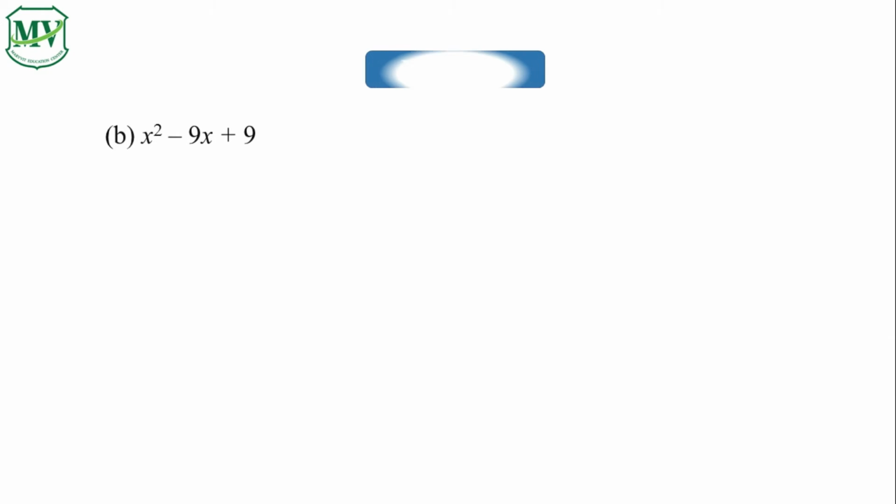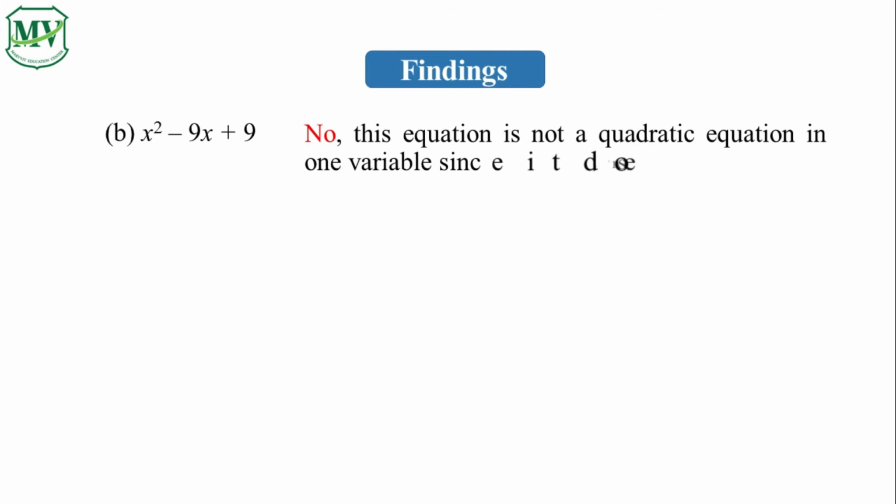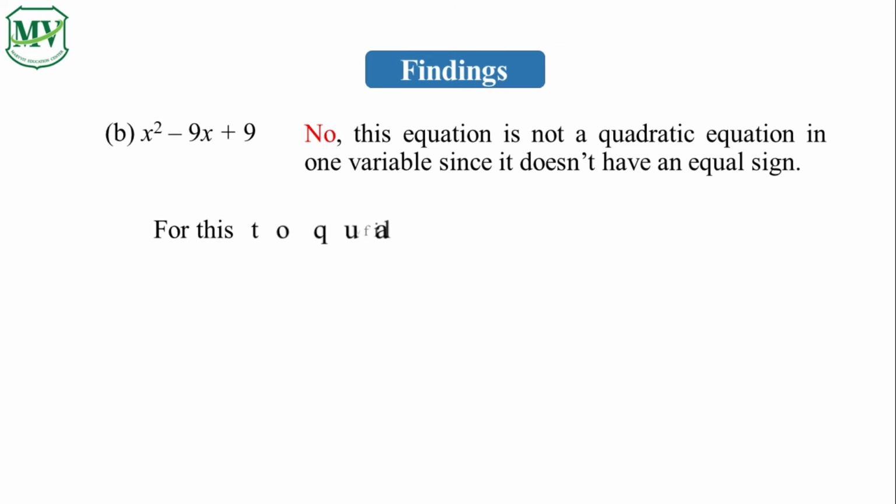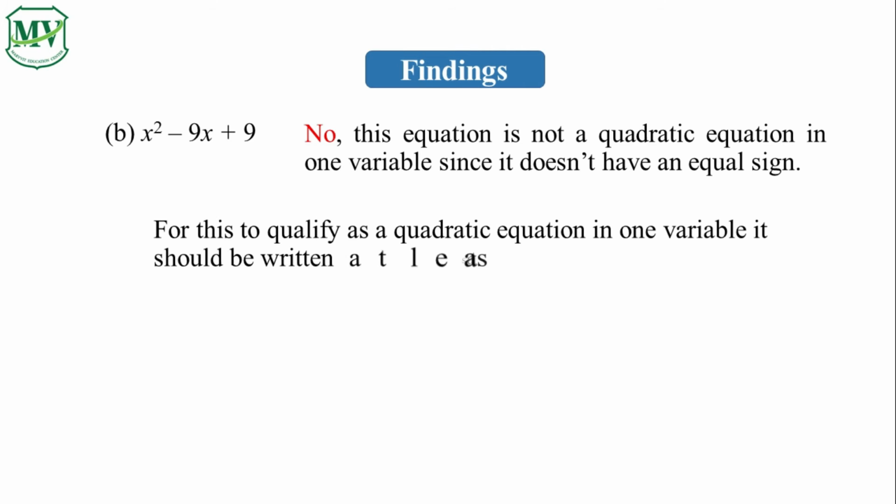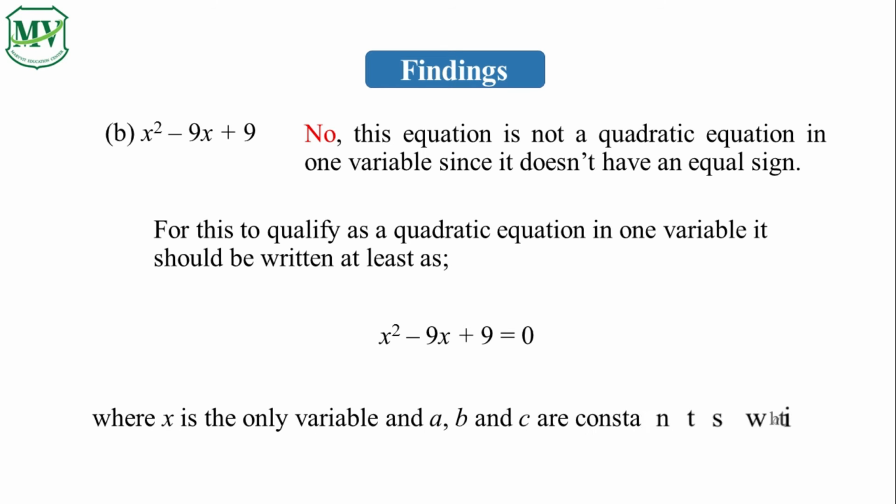Now let's move on to letter B. Is this a quadratic equation in one variable? No, it isn't. This equation is not a quadratic equation in one variable because it doesn't have an equal sign. For this to qualify as a quadratic equation in one variable, it should be written at least as x squared minus 9x plus 9 is equal to 0, where x is the only variable and a, b, and c are constants with a is not equal to 0.